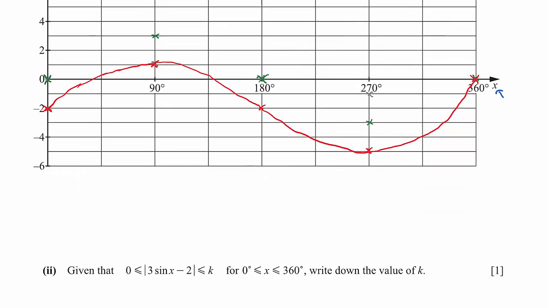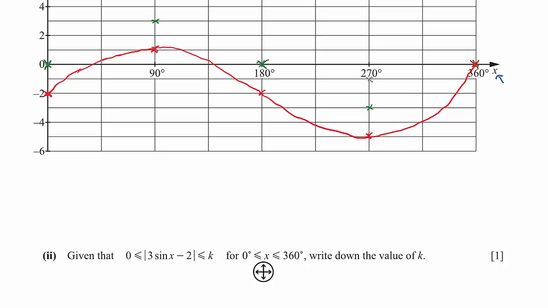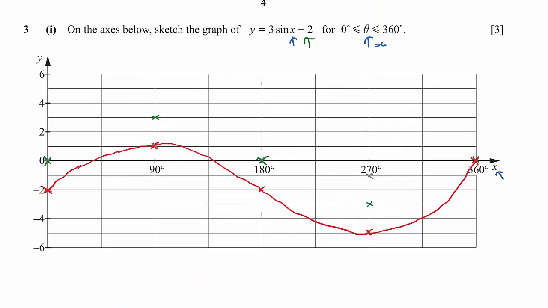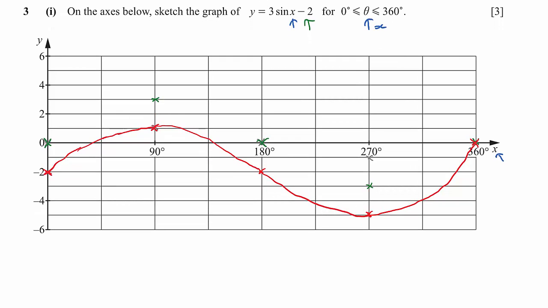And then the second part of the question talks about the modulus of 3 sine x minus 2 and saying it's between 0 and k. Well, let's think about the modulus of this. So if we were sketching the modulus graph, what would happen? It would follow any part of the curve that's above the axis, so just that bit. And then anything below reflects upwards.